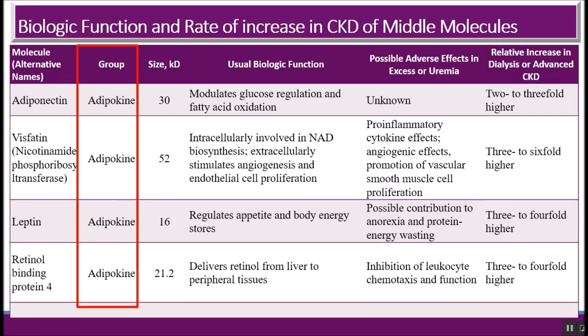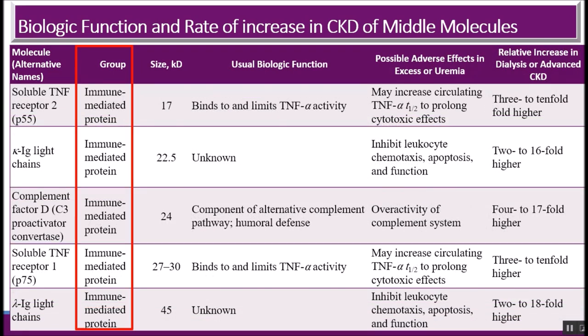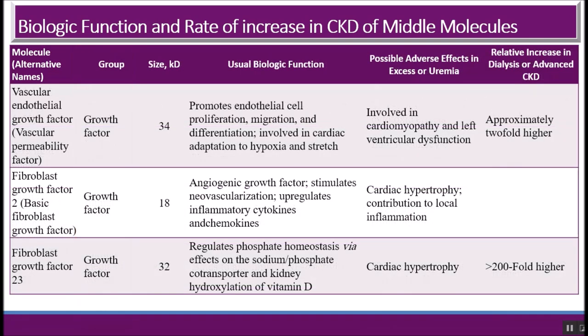The second group is the adipokines. Different types of adipokines have been identified, and they carry a pro-inflammatory cytokine effect. The third group is the immune-mediated proteins, which can induce overactivity of the complement system and inhibit leukocyte chemotaxis, apoptosis, and function. And finally, the growth factors, which can contribute to cardiomyopathy and cardiac hypertrophy.